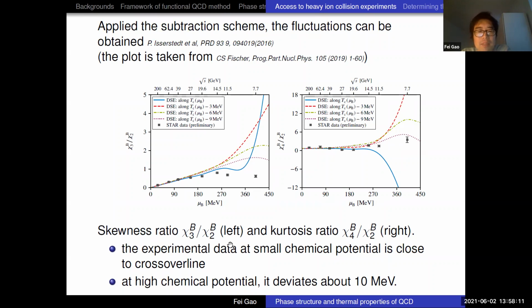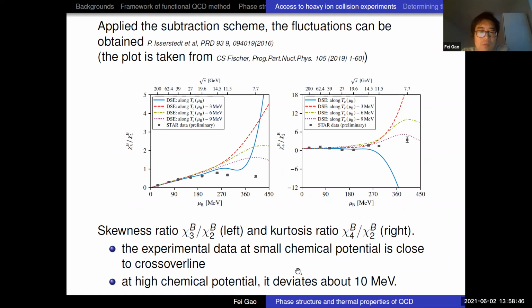MeV. But at low chemical potential, all the theoretical computations are consistent with the experimental data, mostly. But for high chemical potential, different theoretical computations give different results, and we cannot be really consistent with the experimental data. Here you can also see that for different observables, they are slightly different from the experimental data.